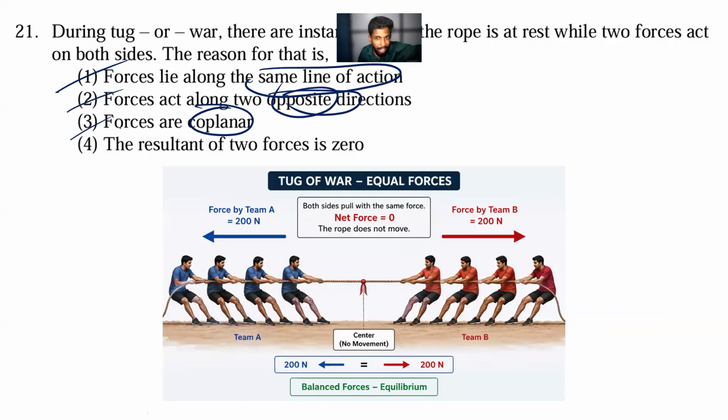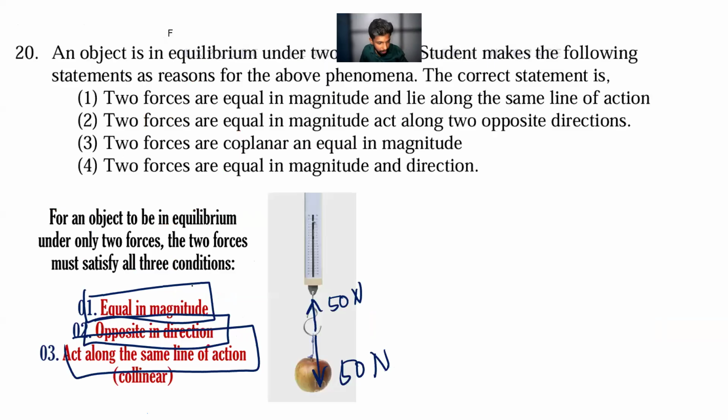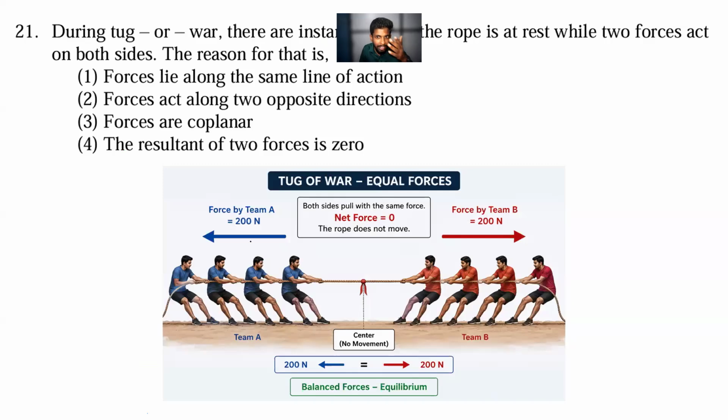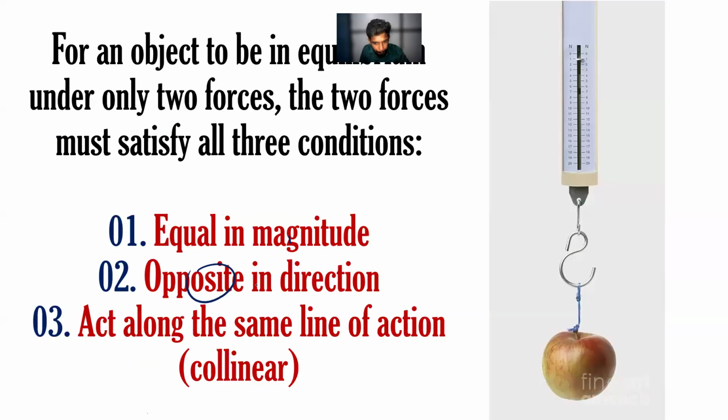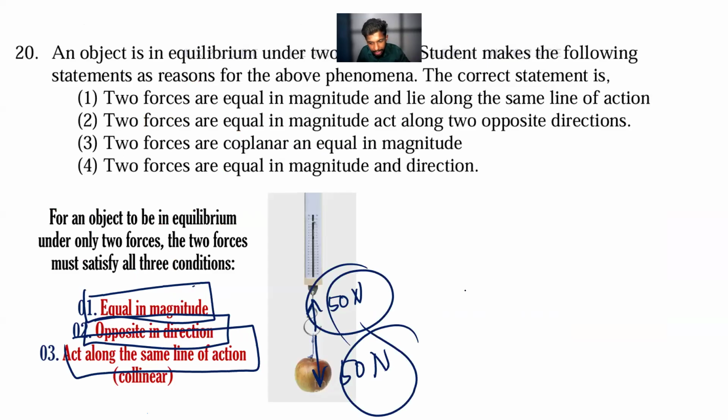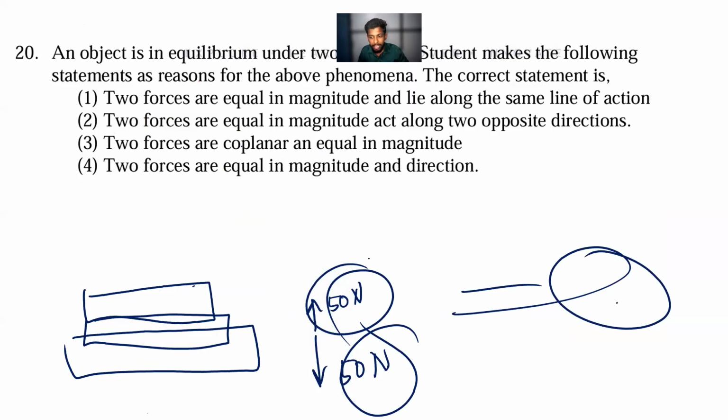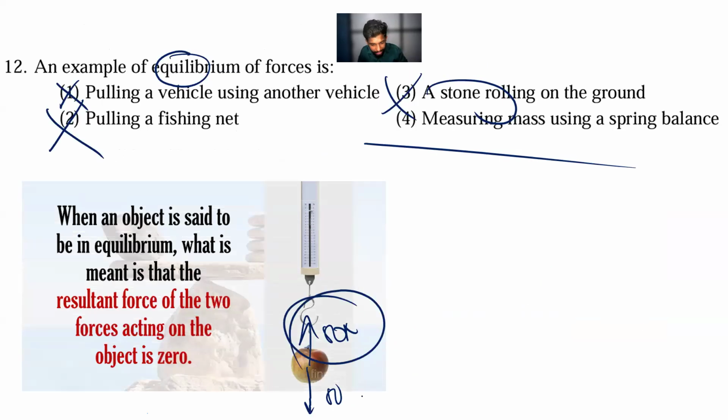Be very careful, okay? You can say here, yeah, I know. We have three options. Same line of action, opposite direction, equal in magnitude. Finally, the object is at rest. The resultant force is zero. Even in the apple, 50 minus 50, the resultant force is 0. In this example, yes, 50 minus 50, the resultant will be 0.